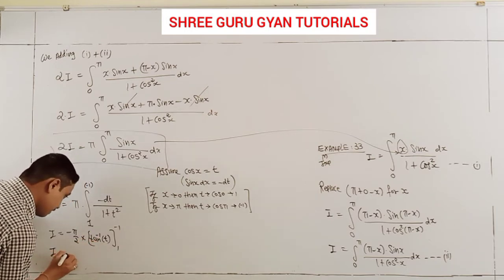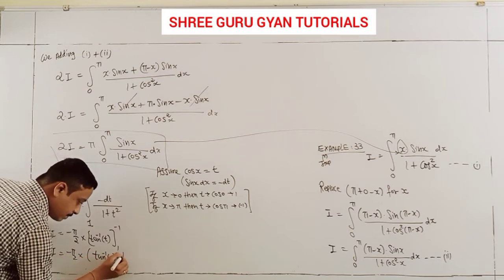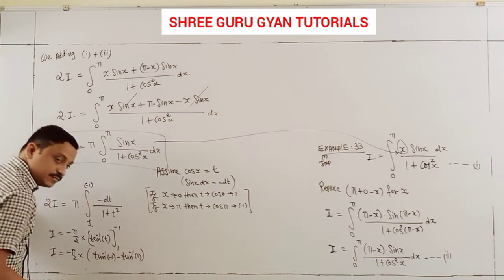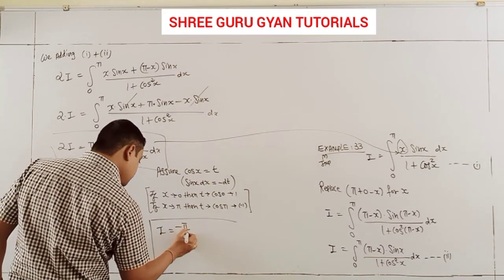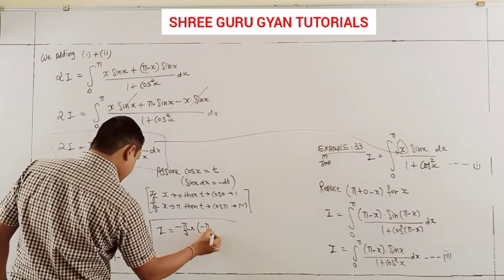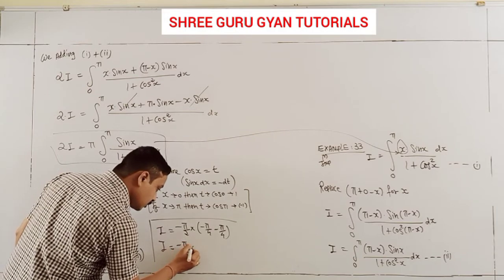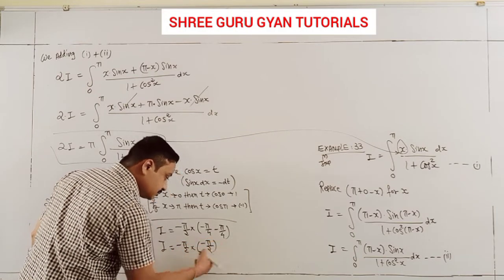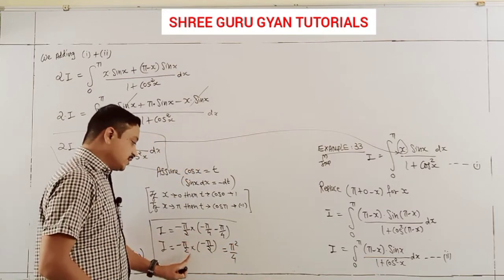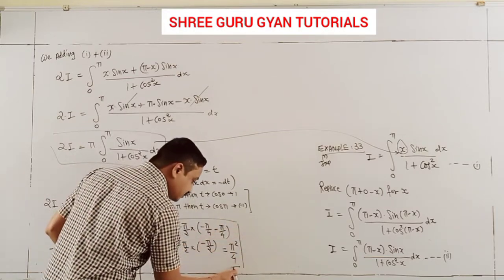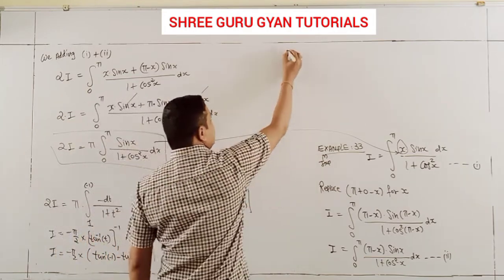Happily you put 1, then tan inverse minus 1, upper limit minus lower limit. So your data is coming, I is minus pi by 2 times minus 45 degrees, that is minus pi by 4. Here also, so it is minus pi by 2. And in total you get pi square by 4. Pi and pi square, 2 into 4. And this answer is done here. Example 33 done. Now continue students.